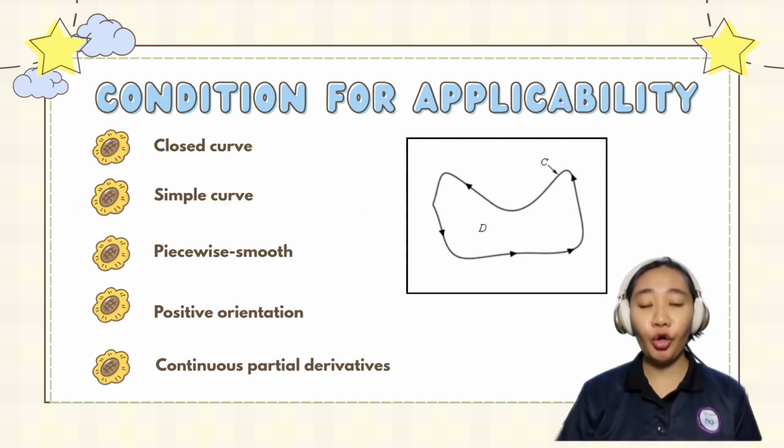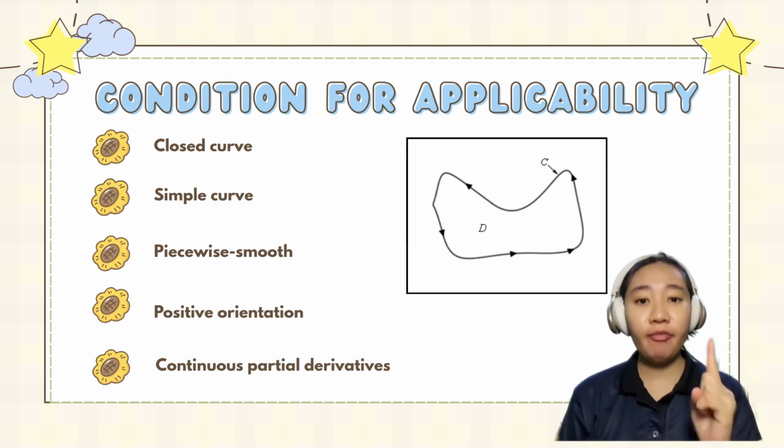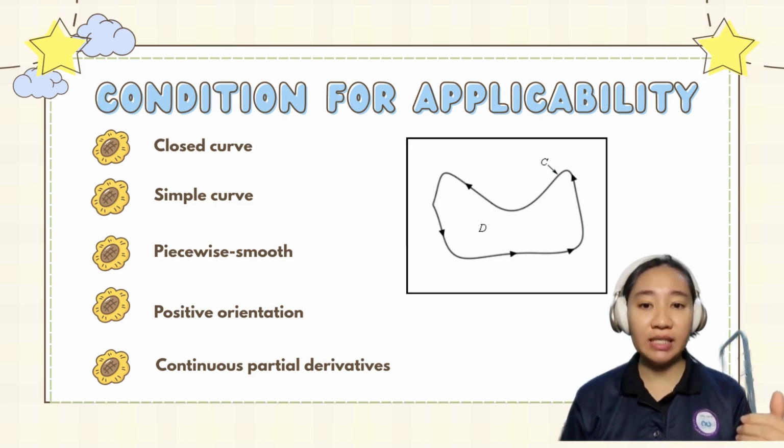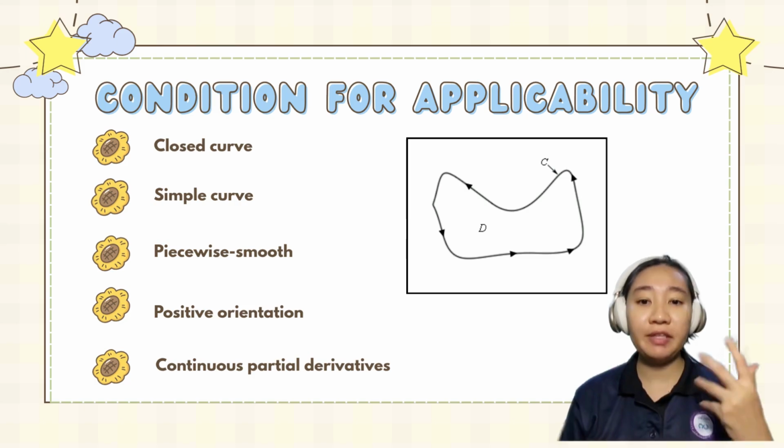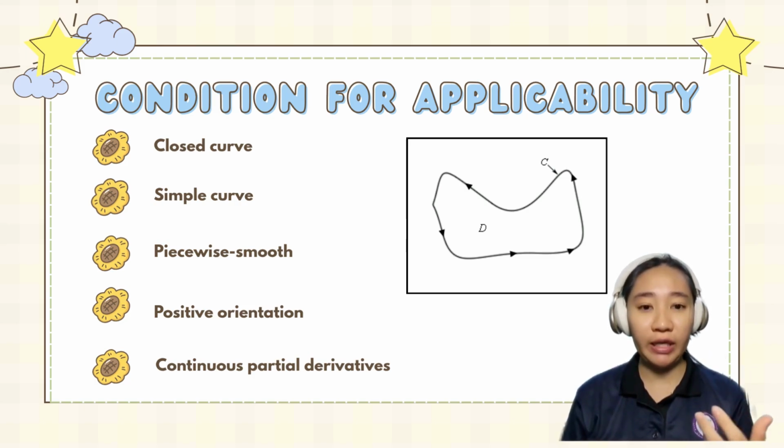Before I can apply Green's theorem to a problem, there are 5 conditions that must be satisfied. First, the curve must be closed, meaning it starts and ends at the same point. Second, it must be simple, so it doesn't cross itself anywhere. Third, it needs to be piecewise smooth, made up of finitely many smooth segments joined together without sharp breaks. Fourth, the curve must have positive orientation, that is, be traversed counterclockwise, so that the region D always stays on the left-hand side as we move along C.